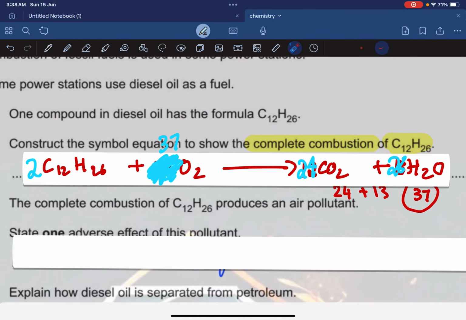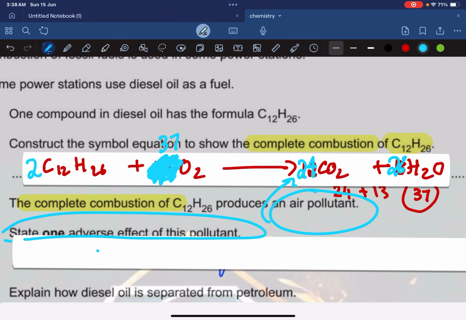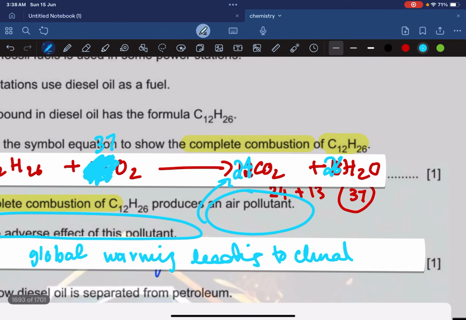The complete combustion of C12H26 produces an air pollutant. State one adverse effect of this pollutant. Many people might think that the pollutant is going to be carbon monoxide, but I've just told you that it's a complete combustion, so don't think carbon monoxide is going to be produced. The air pollutant is in fact carbon dioxide. And what does carbon dioxide cause? It's going to be for sure global warming, and you can write leading to climate change. That's going to be the adverse effect.